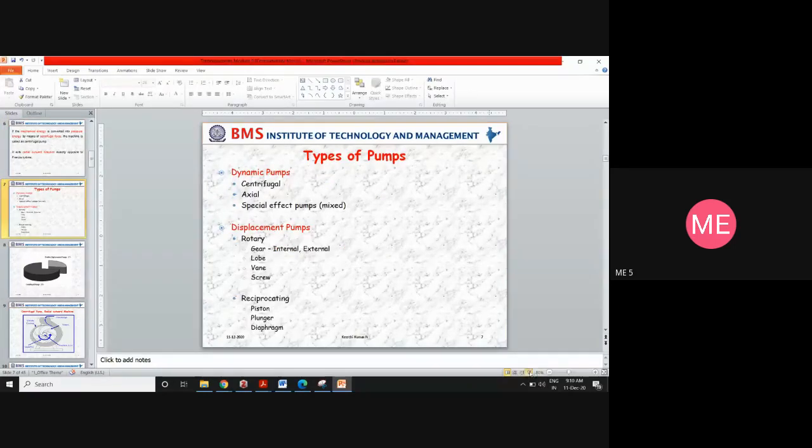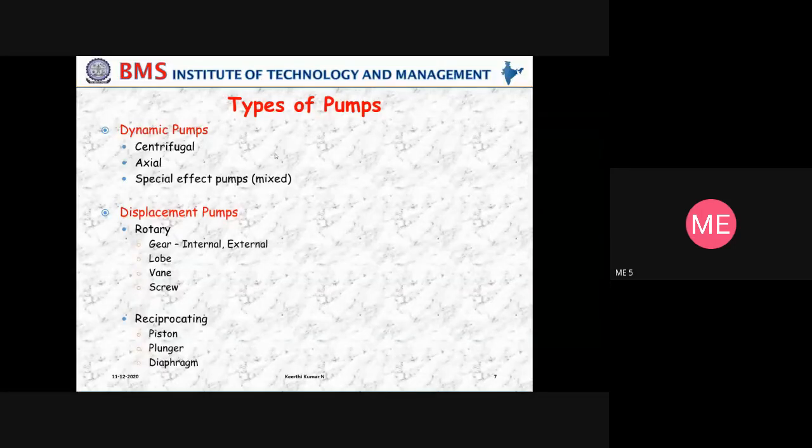Again, I'm coming back to the theory. What are the different types of pumps? These are all the types of pumps, or you can say the classification of the pumps. Centrifugal pump, axial pump, and special effect pumps, that is called mixed effect, which is centrifugal and axial. Displacement pump, under that rotary, gear, lobe, vane, screw. These are all the different types of pumps, or the classification of the pumps. Under the reciprocating, we can call piston, plunger and diaphragm pump.